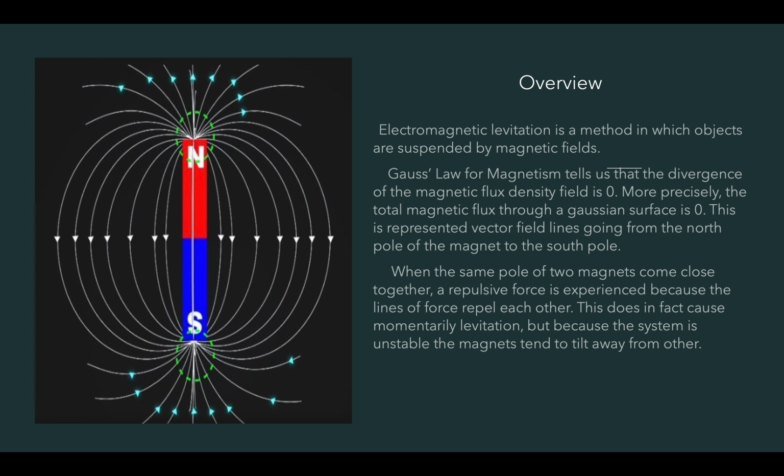So when the same pole of two magnets come close together, a repulsive force is experienced, because the lines of force repel each other. This does in fact cause momentary levitation, but because the system is so unstable, the magnets tend to tilt away from each other, trying to get a hold of the opposing pole.